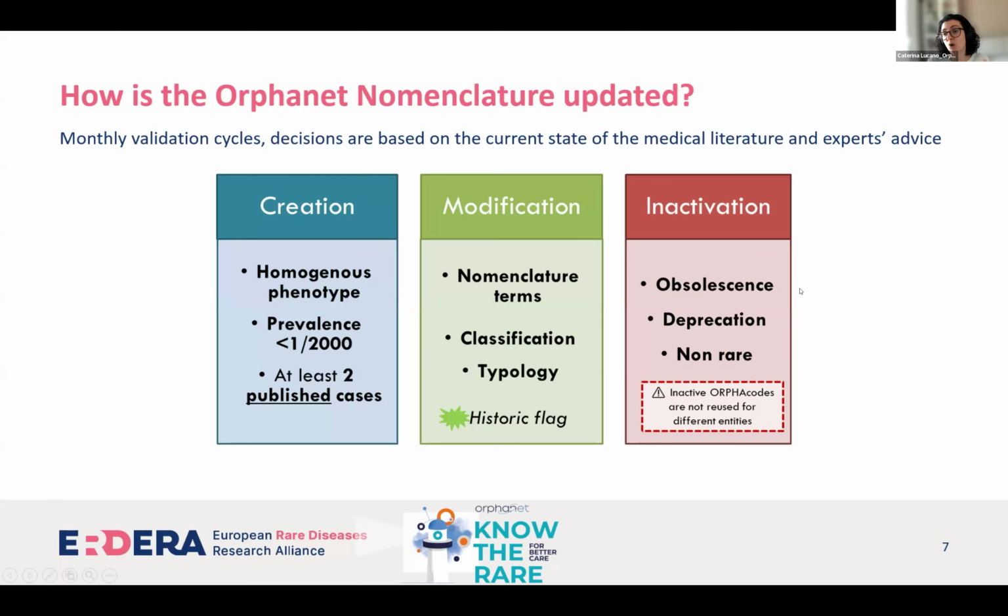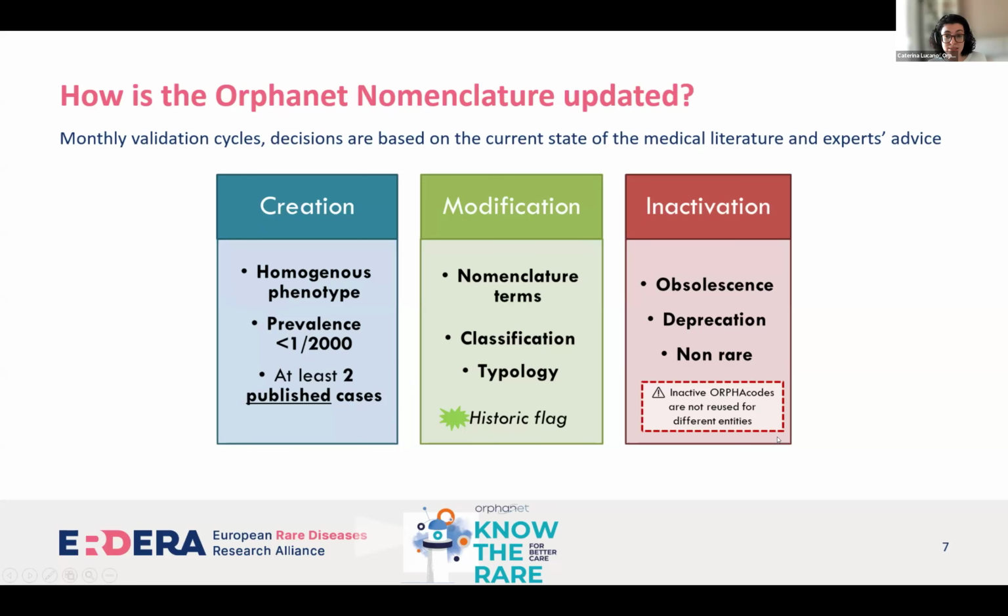So first of all, a code can be obsolete. It can be, for example, a duplicate of a code, and we didn't realize, and we created it. So now we are obliged to obsolete it. We can deprecate a code if in the literature there is clear evidence that a disease that was recognized before as a specific disease is nowadays recognized as part of another disease. And we can also inactivate a code because recent studies, for example, demonstrate that the code actually corresponds to a non-rare disease. In all of these cases, inactive ORPHA codes are never reused for different entities.